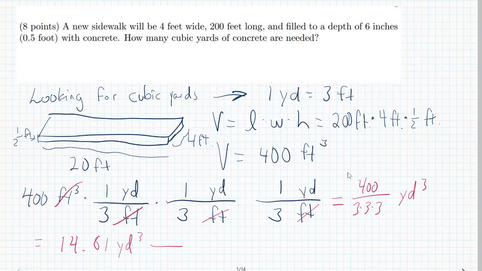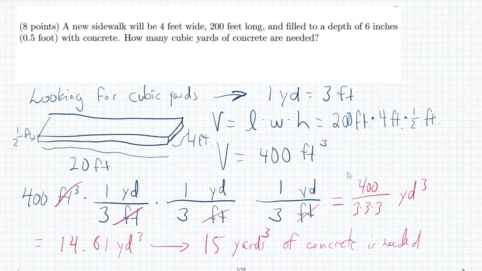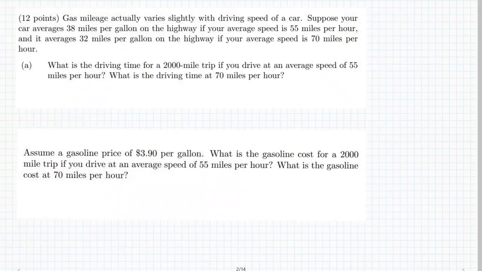cubic yards. But when you think about how many cubic yards of concrete are needed, we aren't rounding down to this 0.81. We'll need to round up in this case when you're purchasing. So 15 cubic yards of concrete is needed in this scenario. Questions on that? As I said, if there are questions, please post them in that little chat box right there. Without any questions, we'll move on to the next part.